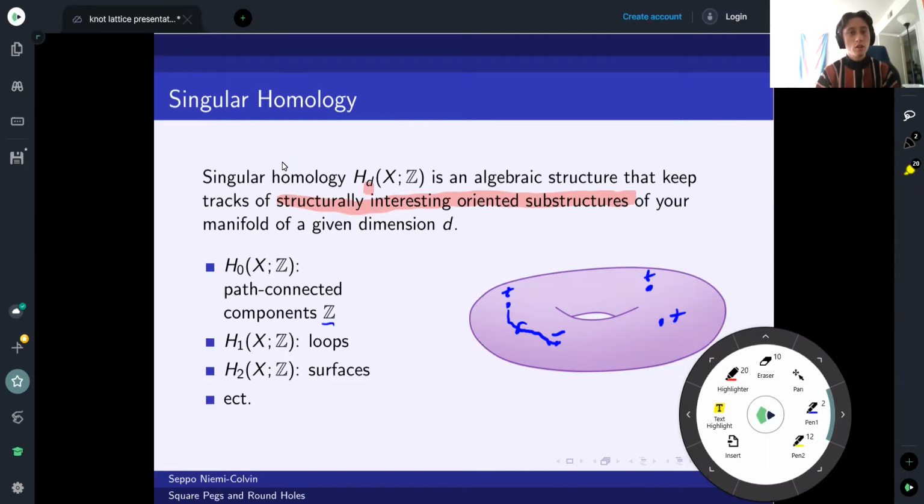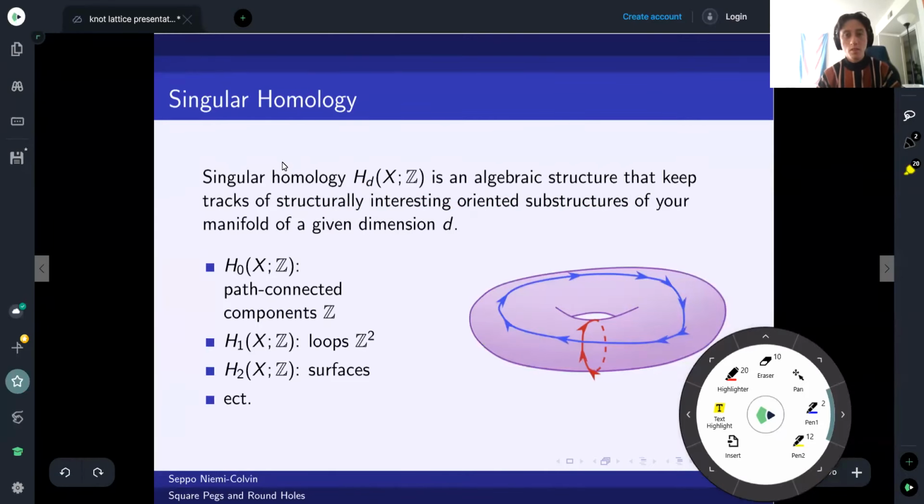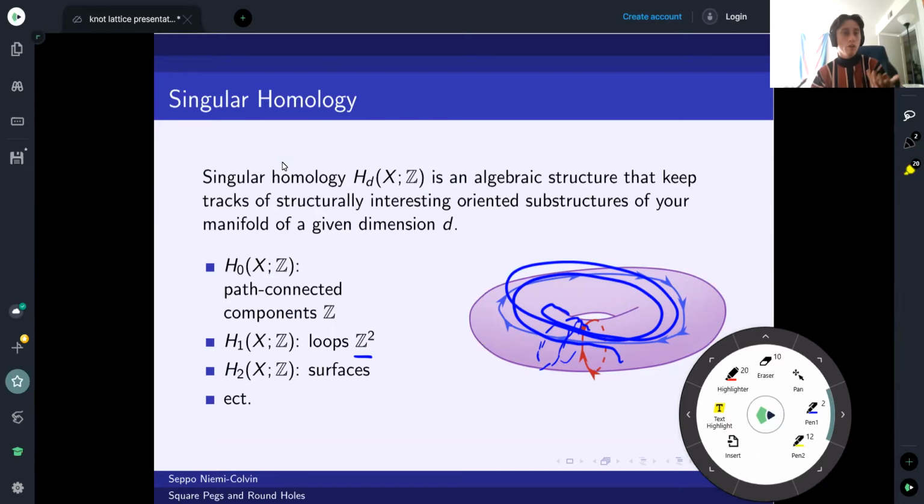Now, the first homology is going to be structurally interesting substructures of dimension 1, which will be loops, and they're oriented loops. Here we have 2 examples, and because they're oriented, if we go the other way, that's like taking the negative. I've chosen these 2 because they really form, for the torus at least, a basis for the first homology, in that if you had some loop that you were looking at, you'd really want to know how many times you went around this way, and then how many times you went around this way. That actually tells you the structurally interesting features of that loop.